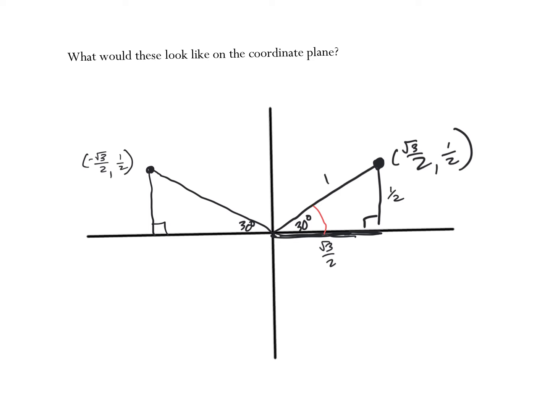What is this angle? Could it be 150? Yeah, 150 degrees. It'd be 30 short of the x-axis, right? 30 short of 180.